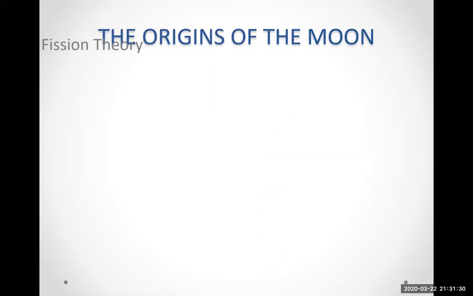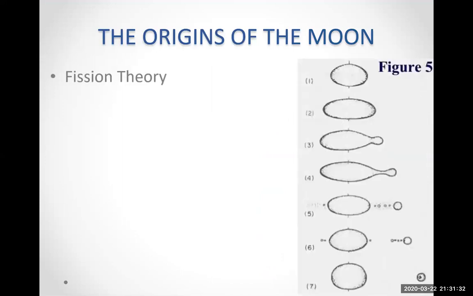The second origin theory that we're going to talk about for the moon is something called fission theory. And the nice thing about fission theory is that it tries to explain other phenomena, other characteristics about the moon, but unfortunately gets them wrong, as we'll find out as well.